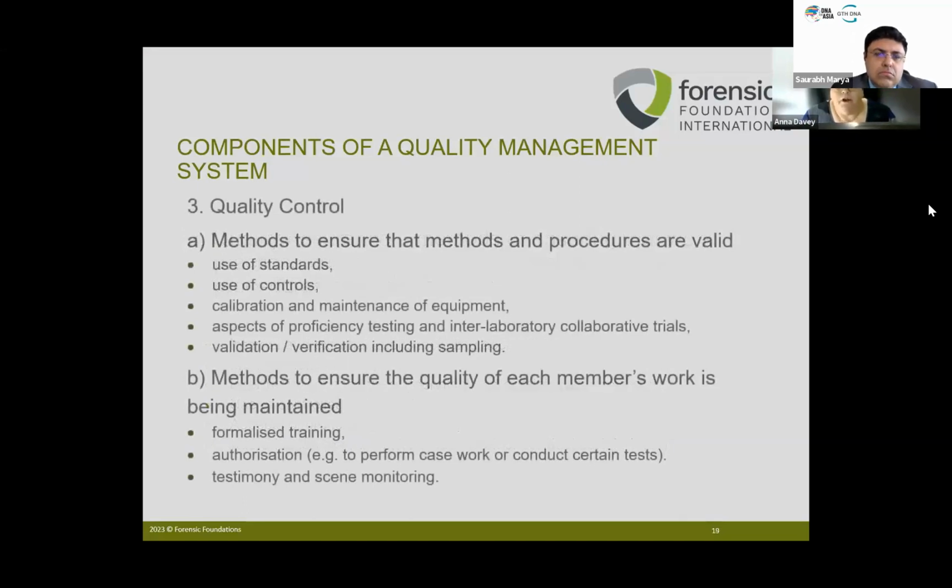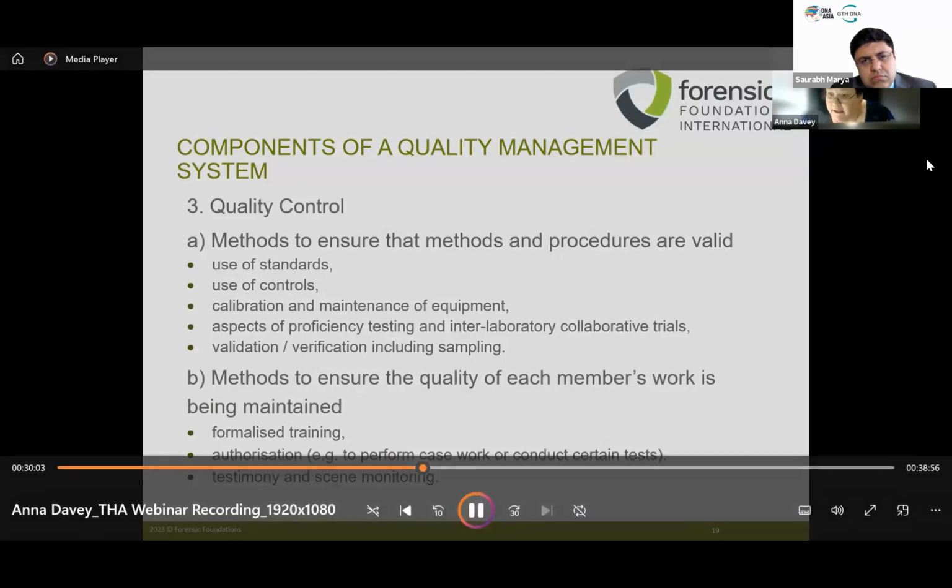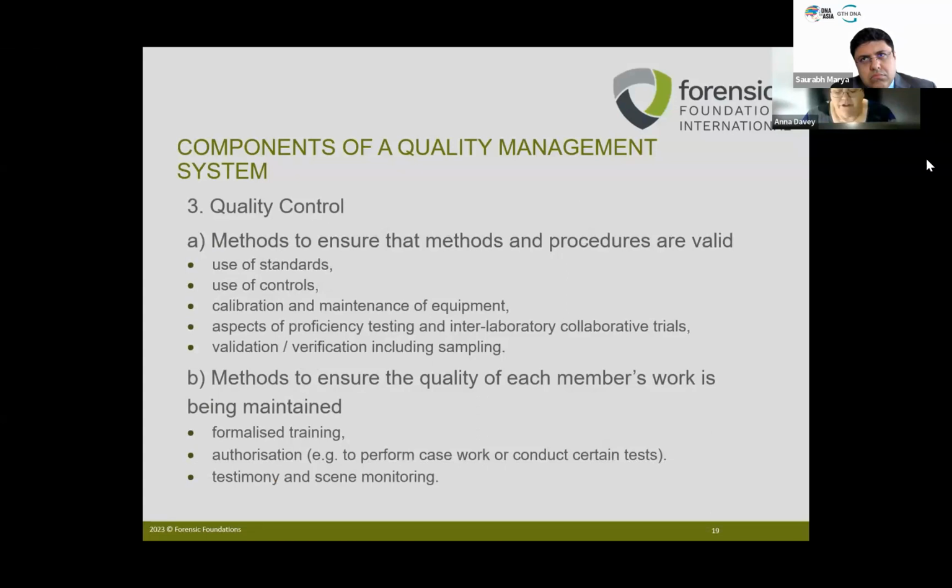Then we've got quality control. All right. So what we need to do is ensure that those methods and procedures are valid. There's no point doing something if it's not valid. How do we do that? Okay. Well, the first one is the use of standards. So within DNA, we have things like the allelic ladder. We have the size standards. So we know that the results can be compared to those. And if there's an issue with the standards, we know there's probably going to be an issue with the evidentiary samples that we're examining.